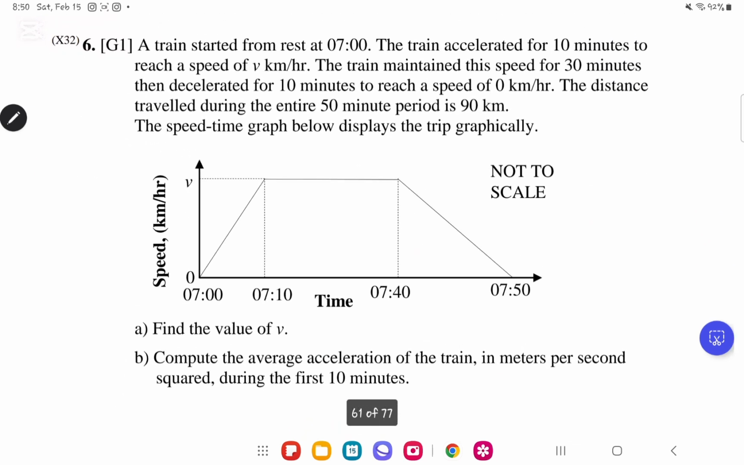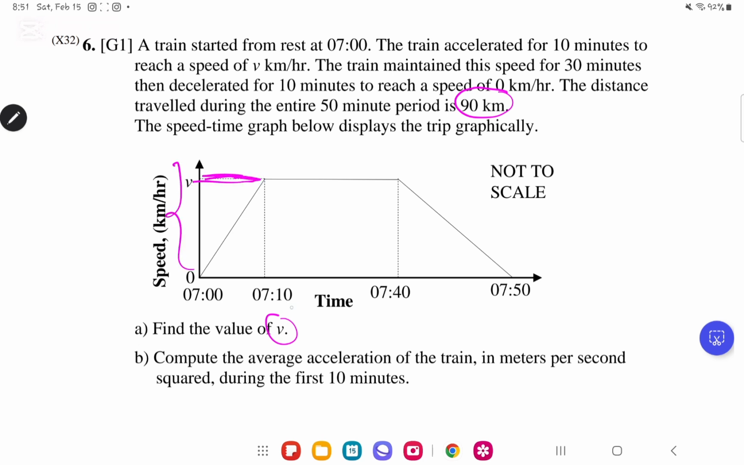We move on to question number 6. We have a train started from rest at 7 o'clock. The train accelerated for 10 minutes to reach a speed of v kilometers per hour. The train maintained this speed for 30 minutes, then decelerated for 10 minutes to reach a speed of 0 kilometers per hour. The distance traveled during the entire 50-minute period is 90 kilometers. This is very important. The speed time graph below displays the trip graphically. They need us to find the value of v. Okay, value of v is the highest speed.